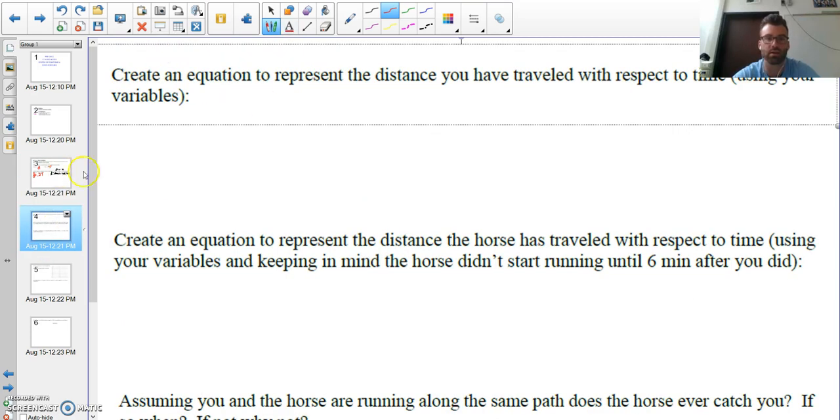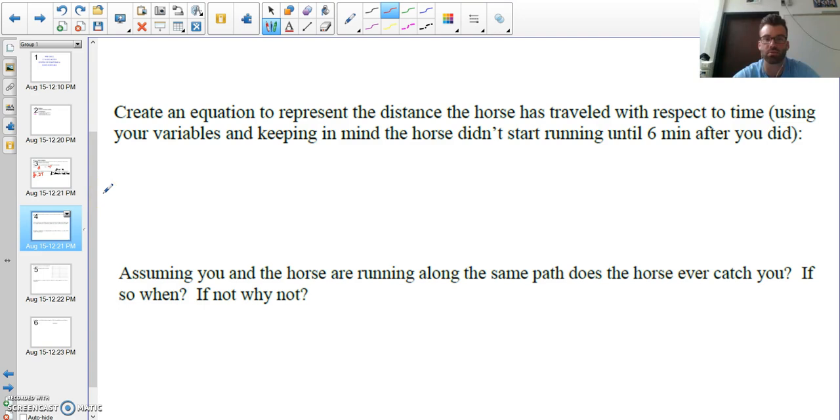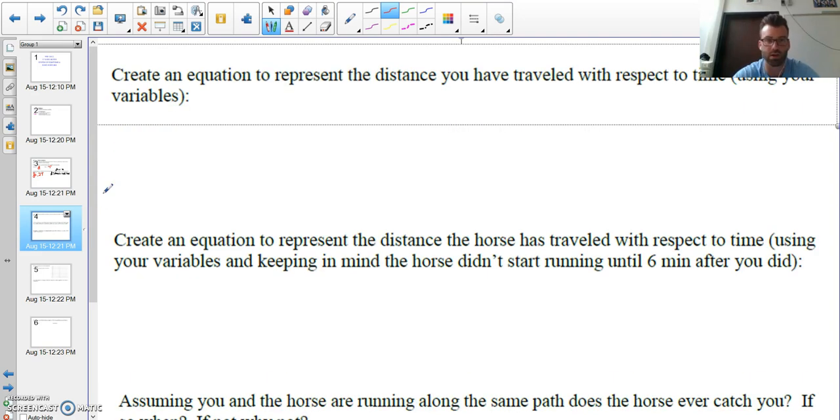All right, so then the next question asks, now you don't have a lot of space here, so you can always write it just up here on the side. Create an equation to represent the distance the horse has traveled with respect to time using your variables, and keeping in mind the horse didn't start running until 6 minutes after you did. Okay, the horse started running 6 minutes after you did. All right, that's very important to remember. Okay, so why don't you give this one a shot? You're going to have to do a little bit of solving on this. All right, so pause it.